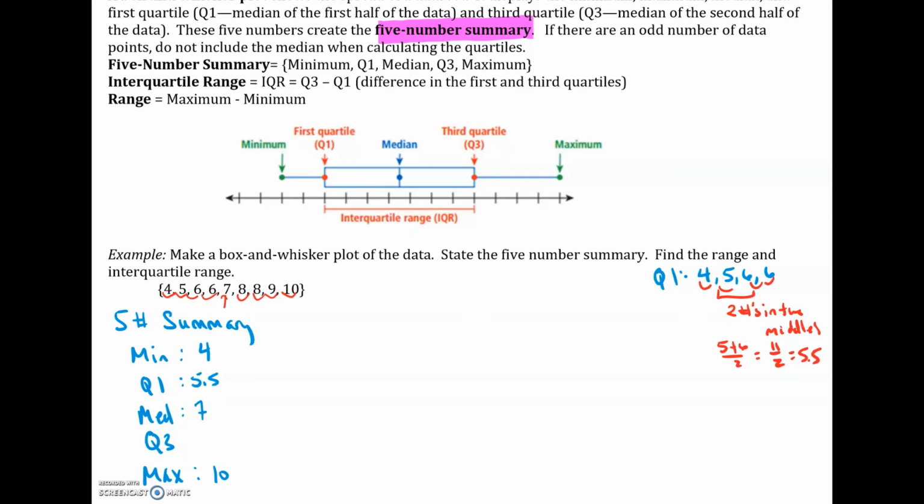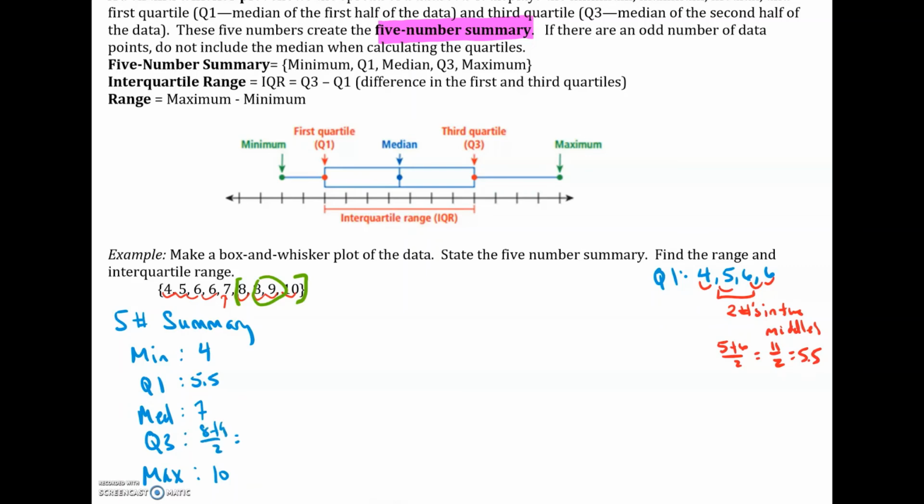And you can basically do the exact same thing for quartile 3. If you look in this latter half of the data, we have two numbers in the middle, 8 and 9. We're going to average that. So we're going to do 8 plus 9 divided by 2.